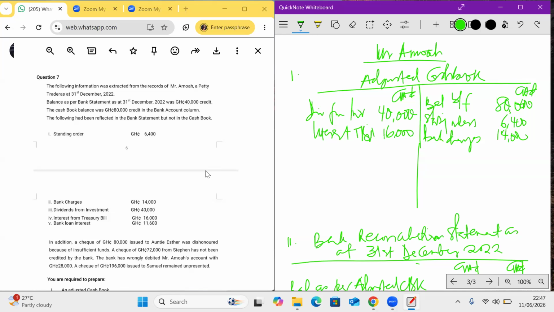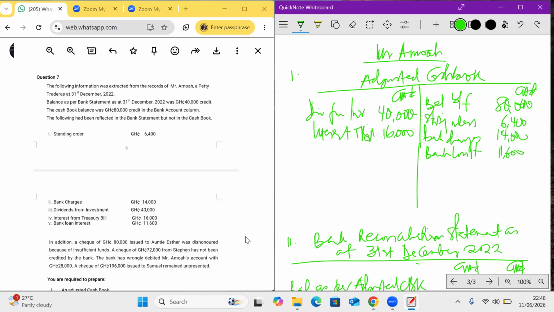Continue. And then bank loan. Loan is credit, but the interest, I don't know. Bank loan interest. How do you treat bank loan interest? I know loan is credit. If you go for a loan and you are paying the interest, it's not on the credit side. So let's see. If we try and it's not right, then we change it. Bank loan interest. How much is it? 11,600. That's all.